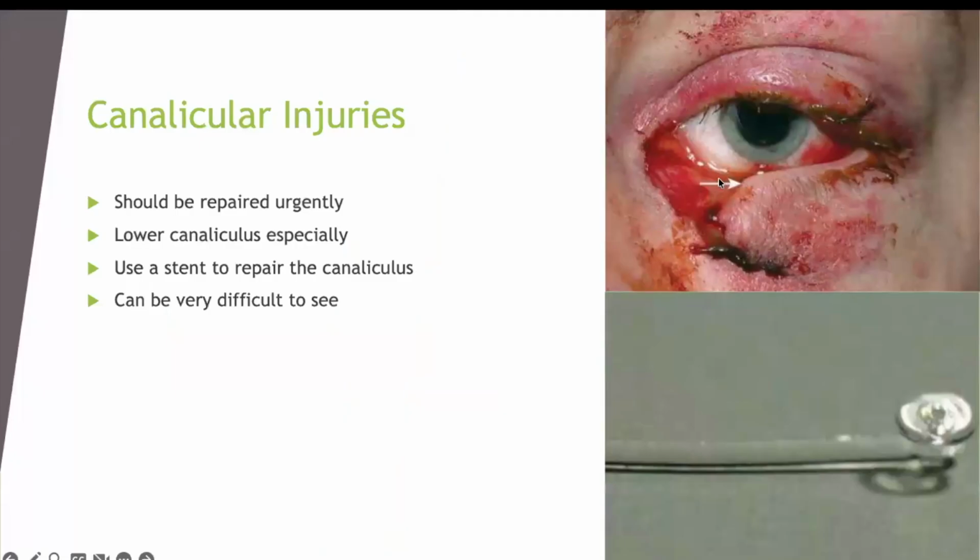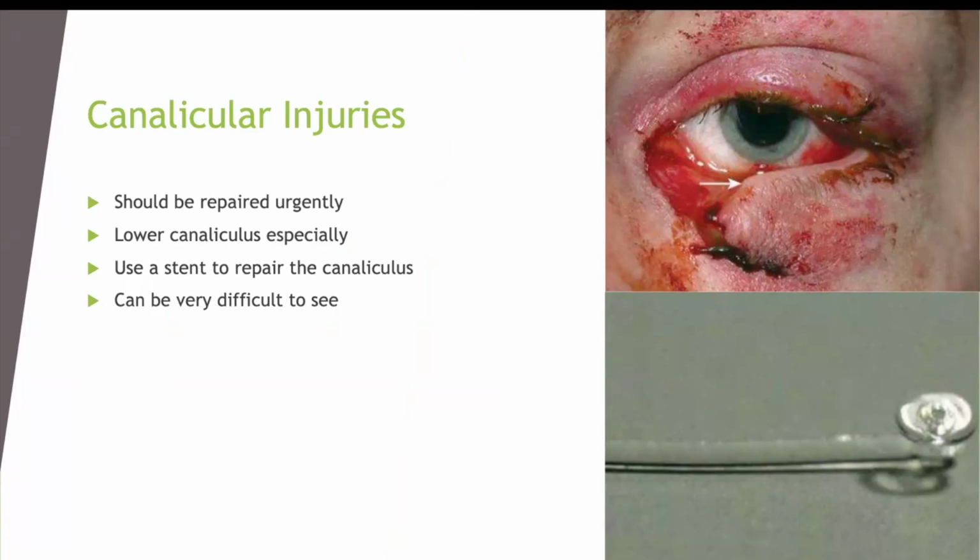A quick comment on canalicular injuries. These really ought to be repaired very urgently. And the reason is, if you're waiting more than 24 hours to repair these injuries, the scarring has already started and it's going to be really difficult to actually keep that canaliculus open.